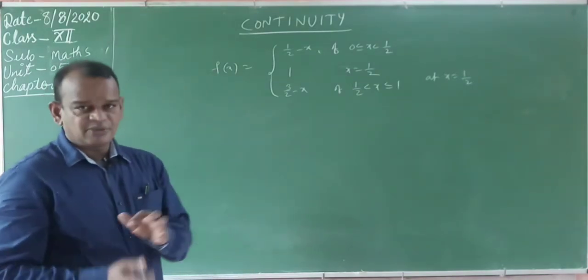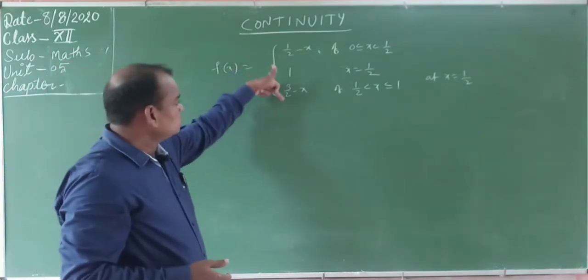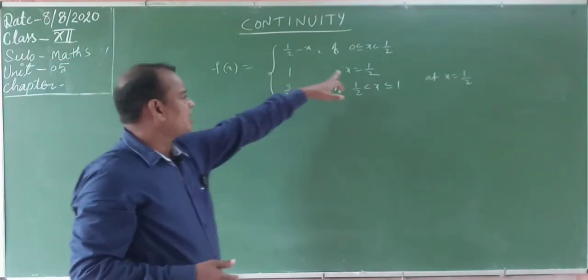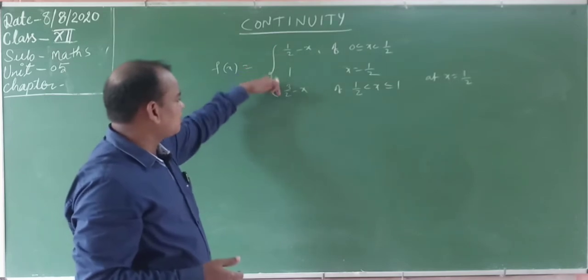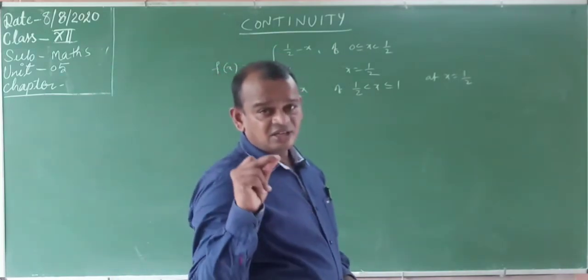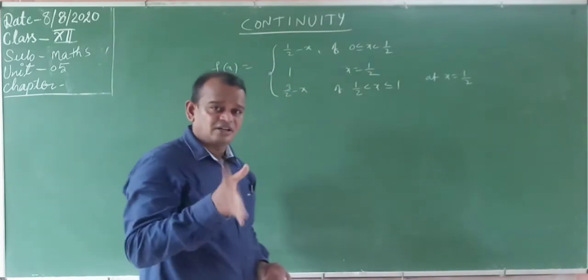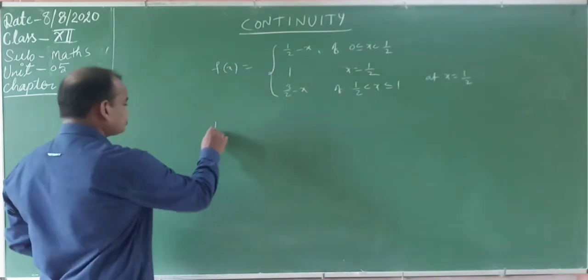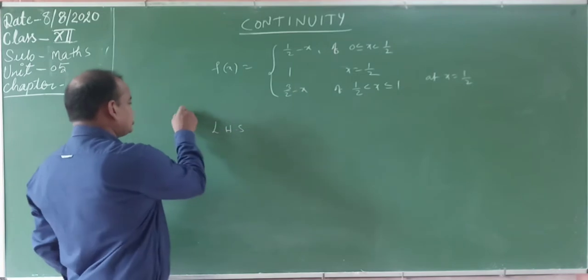Now what is the formula? There is more than one function, two functions are there. This is the function value, exactly equal to 1 by 2. Whenever there is more than one function, you must find the LHL and RHL. Okay, my dear student, LHL and RHL. Now we find them at x is equal to 1 by 2.